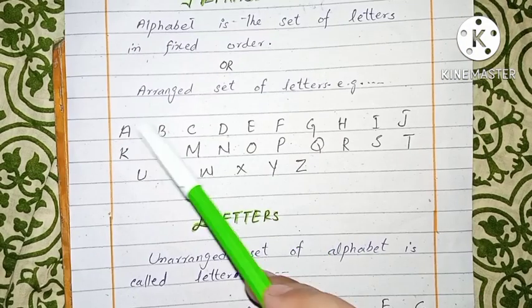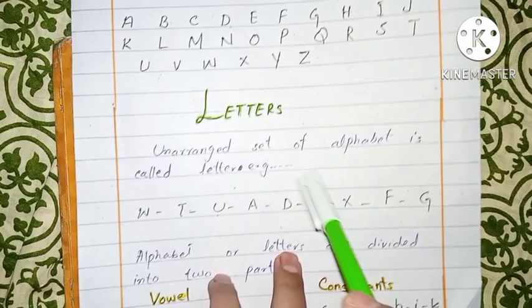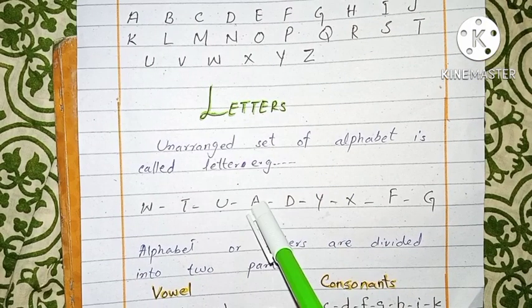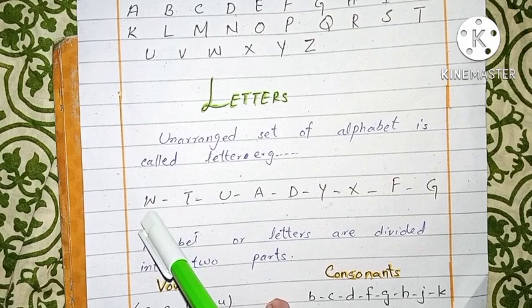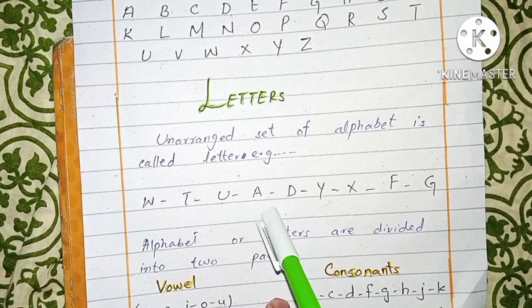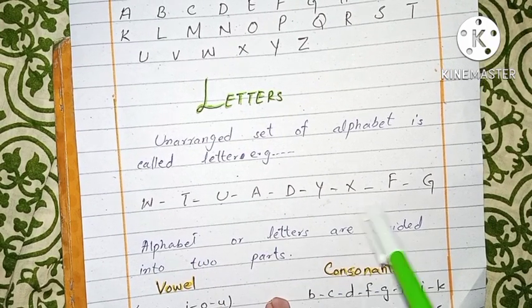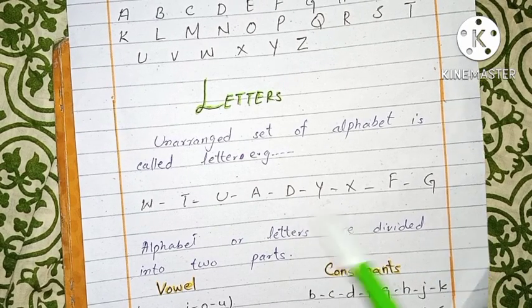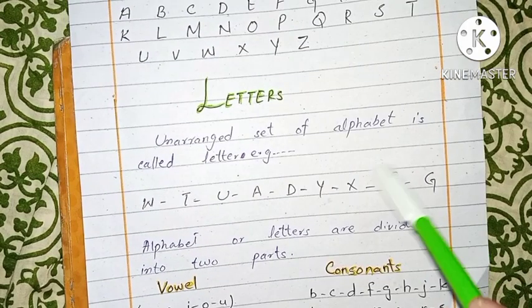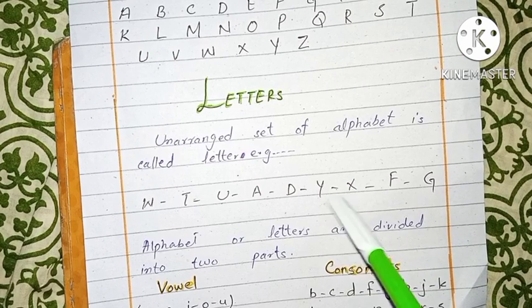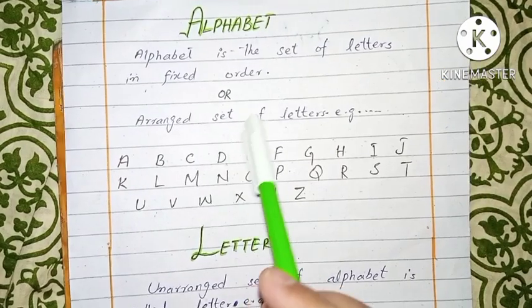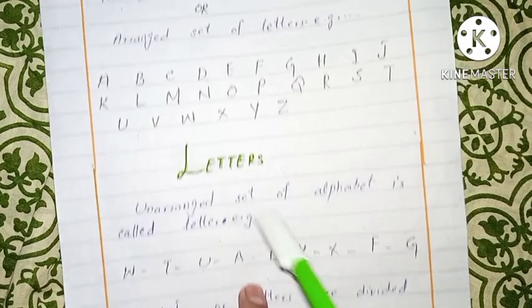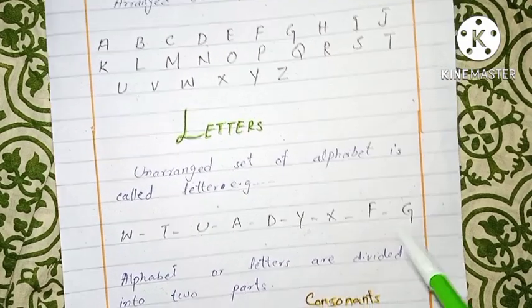So in alphabet they are in arranged form, A to Z, and in letters they are in unarranged form: W, T, U, A, D, Y, X, F, G, Z, Y, N, O, P, Q, whatever you want to write here. But the difference is alphabets are in arranged form and letters are in unarranged form.